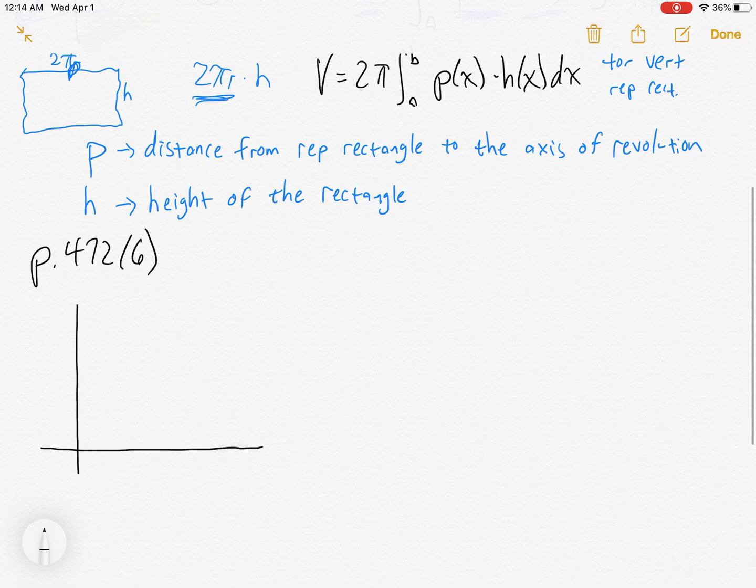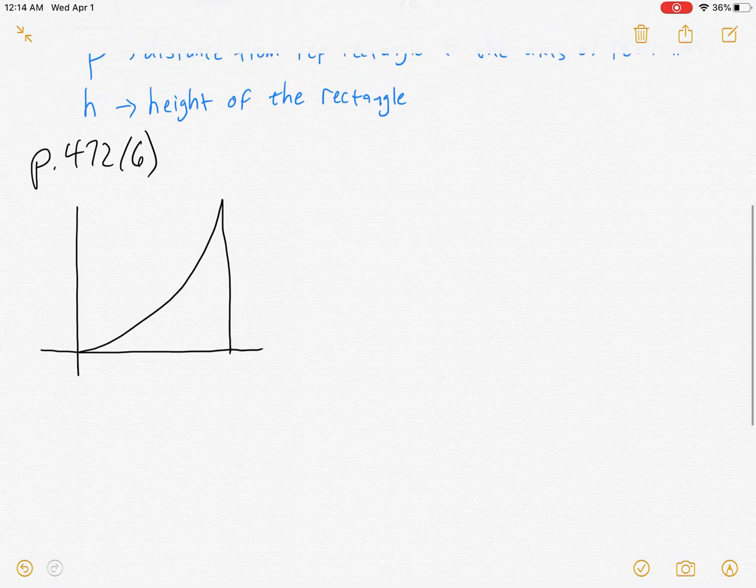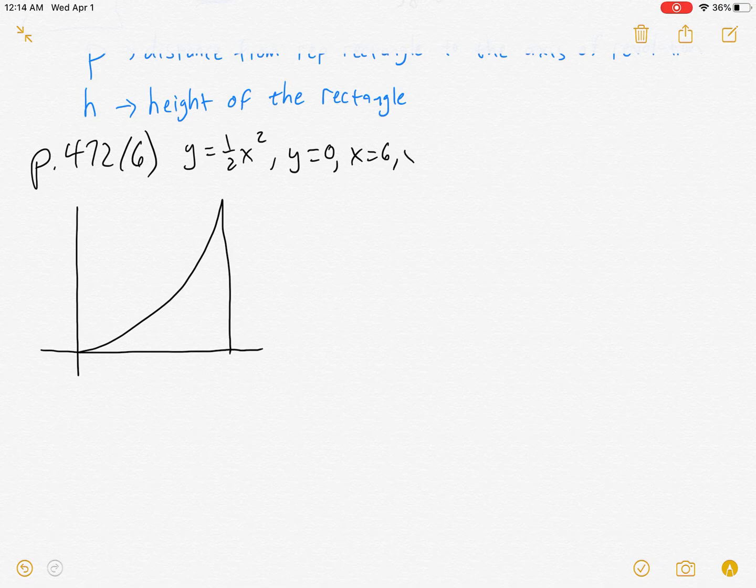And so in the beginning you might think, what's the point of this? Because it's going to be just as easy doing it the other way. So this is, let me write down the equation. We have y equals 1/2 x squared. That's what you see there. We have y equals 0, x equals 6, and the y-axis.